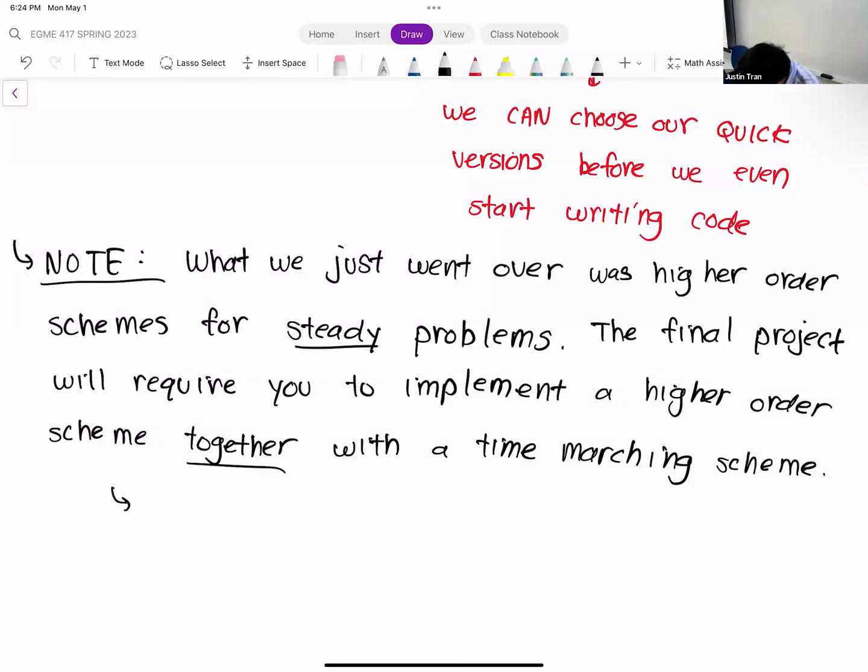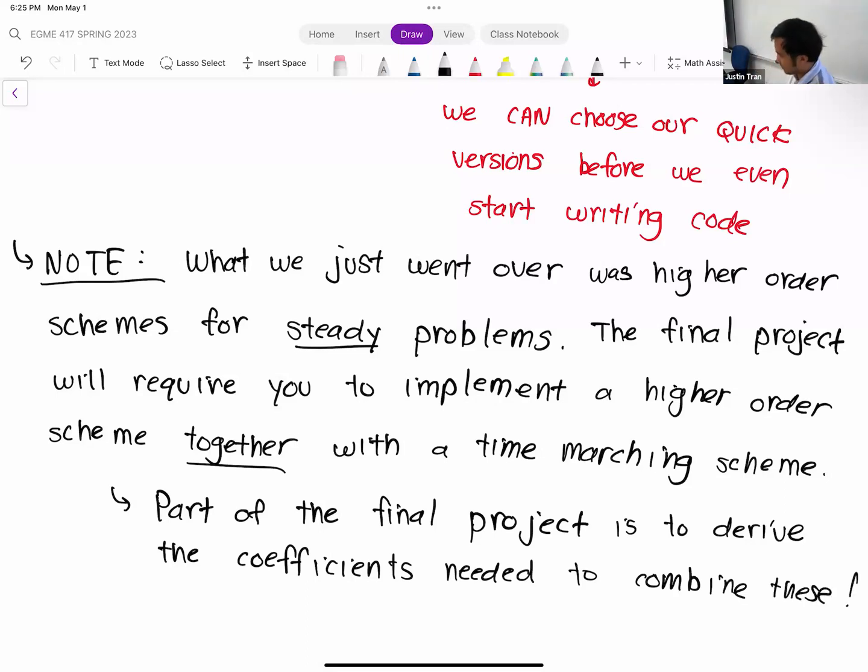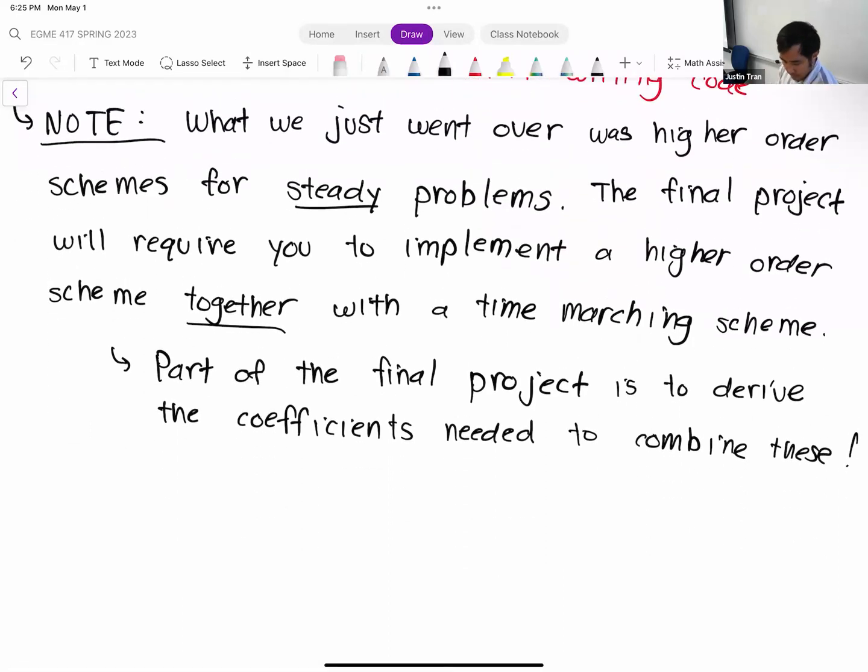And so part of the final project is to do some calculations and derivations on paper to derive what those coefficients would be when you combine these two. So I'll give you a hint. I'll give you a hint for finite difference, just because we haven't gone over unsteady problems for finite volumes. That's the next thing. But I'll give you a hint on how to set it up. Okay.